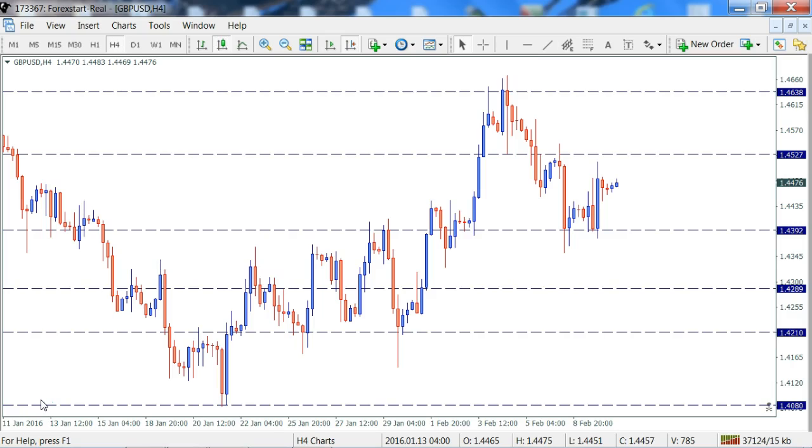And on my chart is cable, the Great Britain US dollar chart on the 4-hour charts. And I want to show you an engulfing candles. And there are actually two engulfing candles here, which would have been losing trades for the Forex trader who trades engulfing candles.